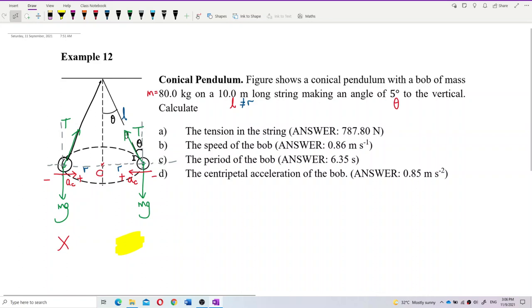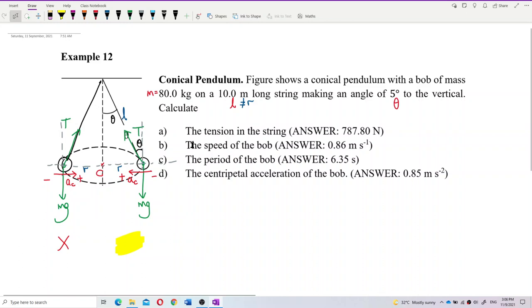So we can resolve the force tension into X component and Y component, and we can also resolve the length into the X component. R is actually opposite the theta, so we use L sine theta to find it. Never mind, we almost know how to do it already.